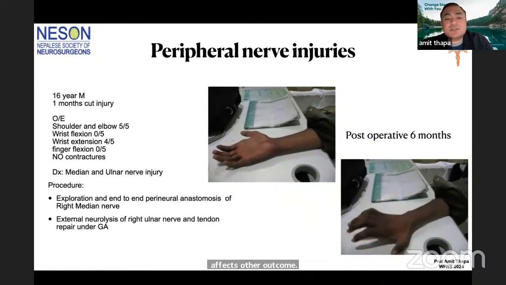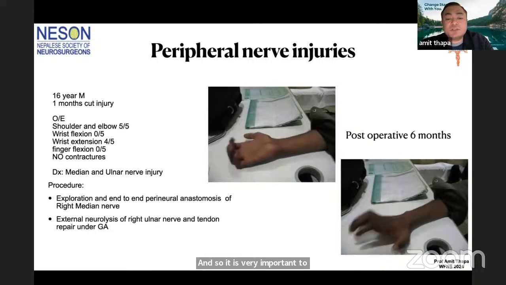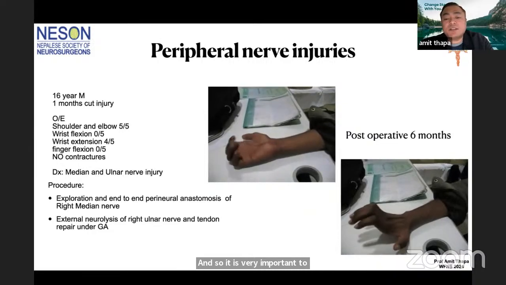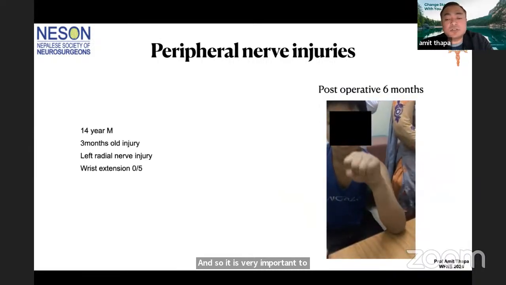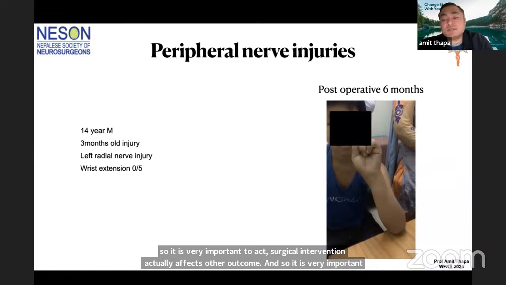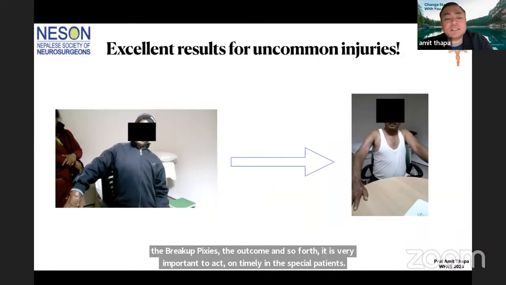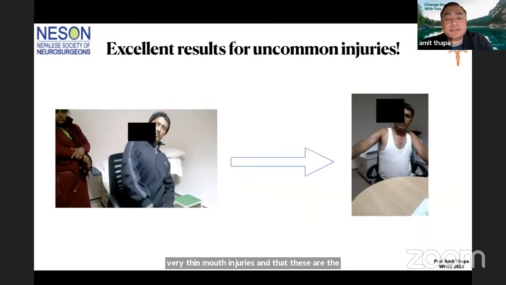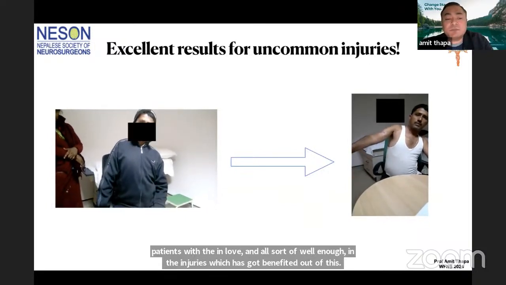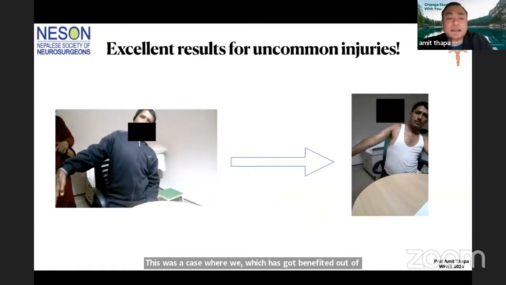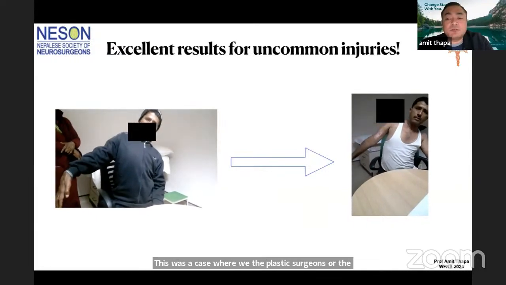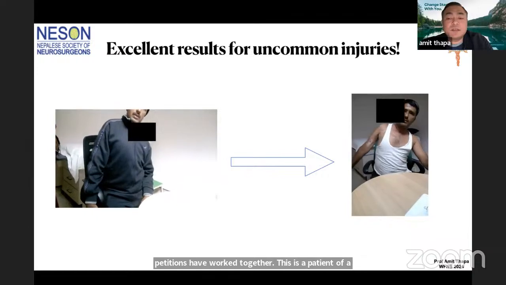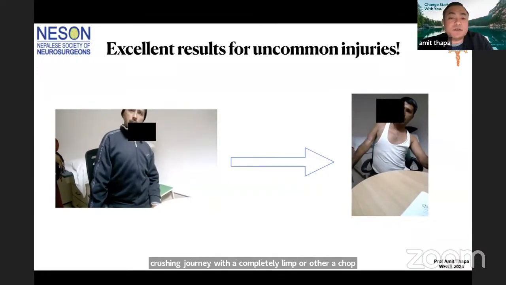Besides brachial plexus injury, we also have a lot of peripheral nerve injuries, and these are patients with radial nerve, median nerve, and all sorts of peripheral nerve injuries, who have benefited from this. This was a case where we, the plastic surgeons and orthopedicians, worked together. This is a patient with a crush injury, a completely limp, or rather chopped off arm, and the patient is now able to feel his arm and is able to move it. This is almost a year after intervention.